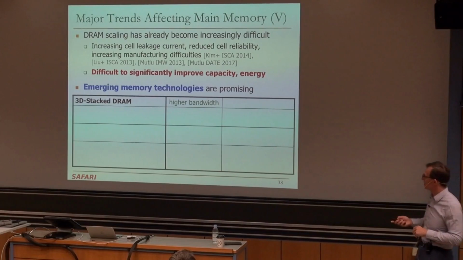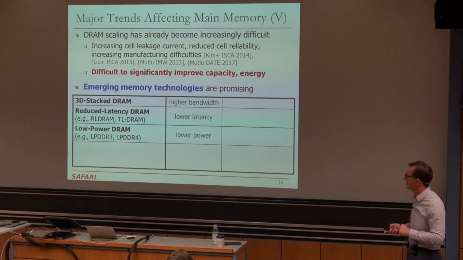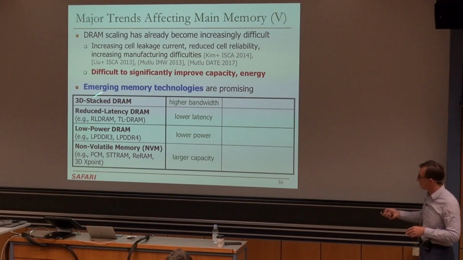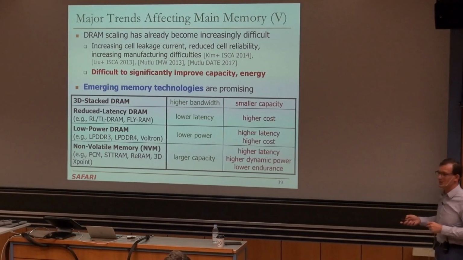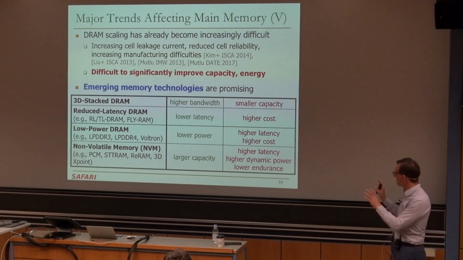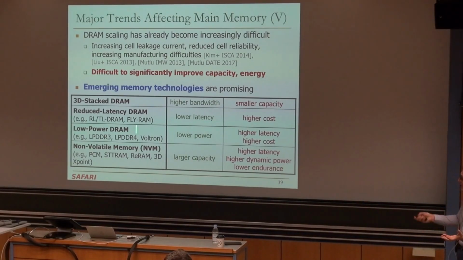Basically, there are some emerging memory technologies like 3D-stacked DRAM, reduced latency DRAM, hopefully lower cost ones, lower power DRAM, and non-volatile memory. There's a lot more. I didn't put everything. But if you look at the memory space, some of which we're going to cover, there are different types of DRAM and there are different types of memory also. And they have advantages, but they also have disadvantages. I'm not going to go through these details, but the purpose of this slide is to show that we don't have a main memory technology, even in DRAM, that's good at everything.